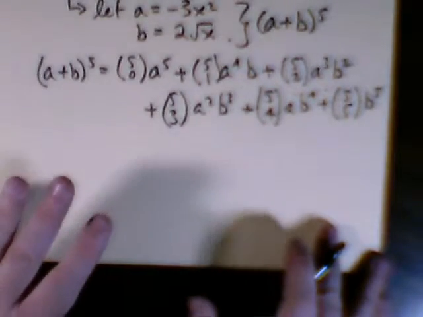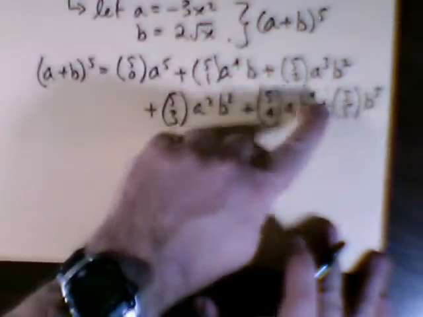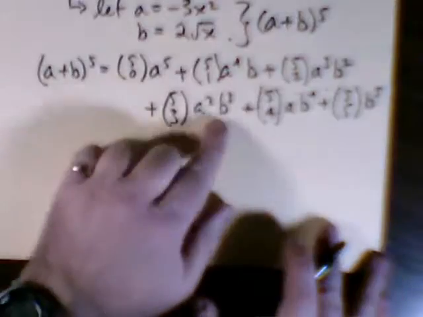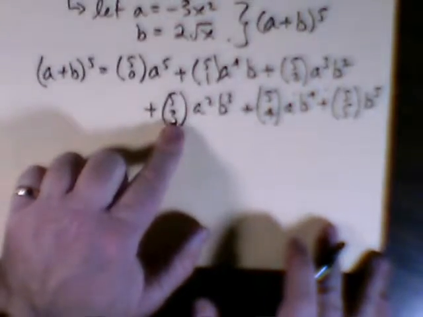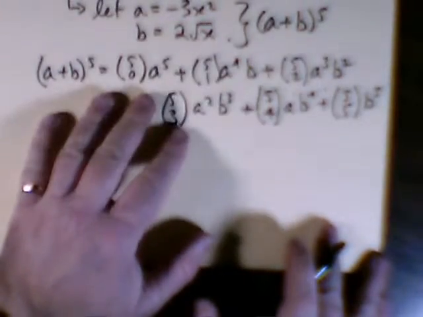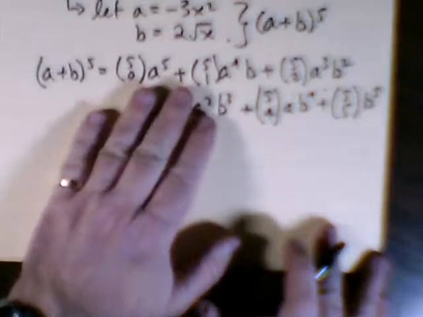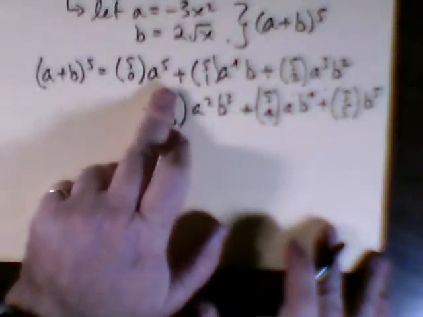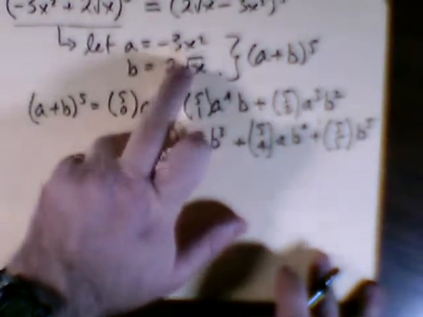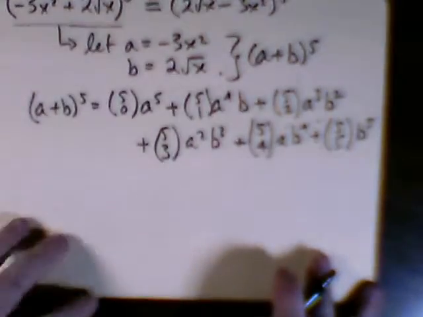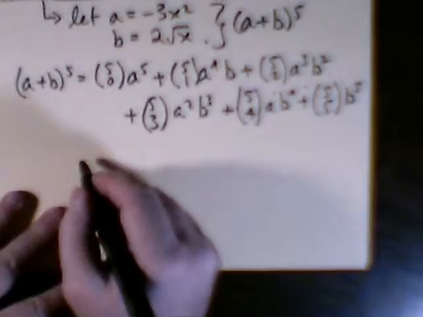The only thing is, we're not even close to being done. First of all, we got to work out all these coefficients. This 5 choose whatever business has to be all worked out. You have to maybe work them out on your calculator or whatnot. But either way, it's got to be worked out. And then we got to think about replacing a and b with what we had them stand for in our let statements, because we got to work out those coefficients as well.